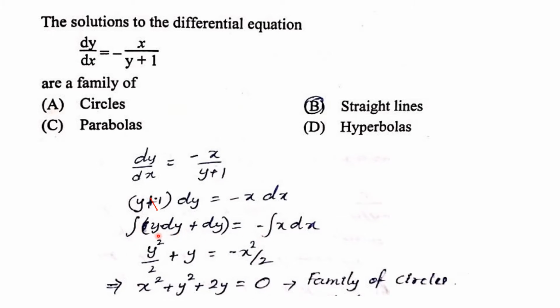Integrating them, you will get y dy integration is y square by 2 plus integration with respect to dy 1 is y is equal to minus x square by 2. Therefore, x square plus y square plus 2y is equal to 0. It belongs to family of circles. Therefore, option A is correct.